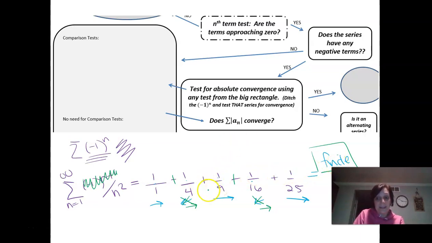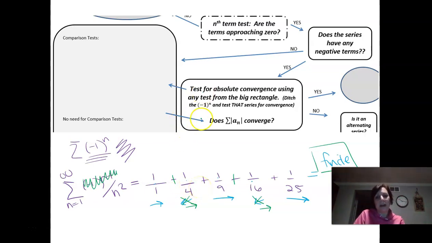So the idea is this. I have a bunch of tests that are really, really handy, but they have one problem. They can't handle negative terms. So if we have negative terms, the first thing we do is we pitch them and we test the series this way with all the terms added in. If I have convergence, then I'm happy. I say, okay, well, the absolute value converges, so the original converges. I'm good. If it doesn't, then we have more work to do, right?